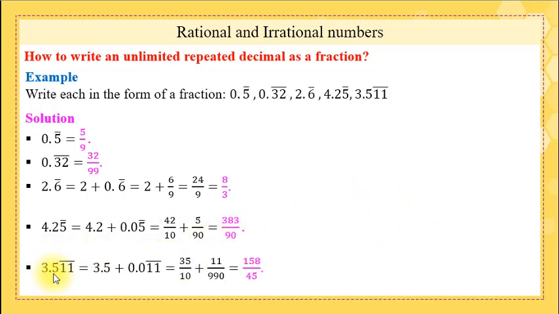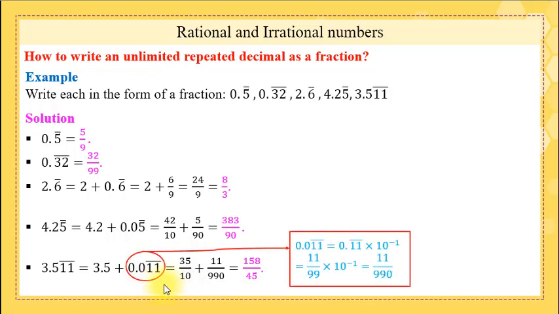Here we have 3.511 bar. 3.5 equals 35 over 10. For 0.011 bar, same, we can decompose it as follows. We move the point to the right only one time and multiply by 10 to the power minus 1. Then we move 10 to the power minus 1 into the denominator, after changing 0.11 bar into 11 over 99, to get 11 over 990.